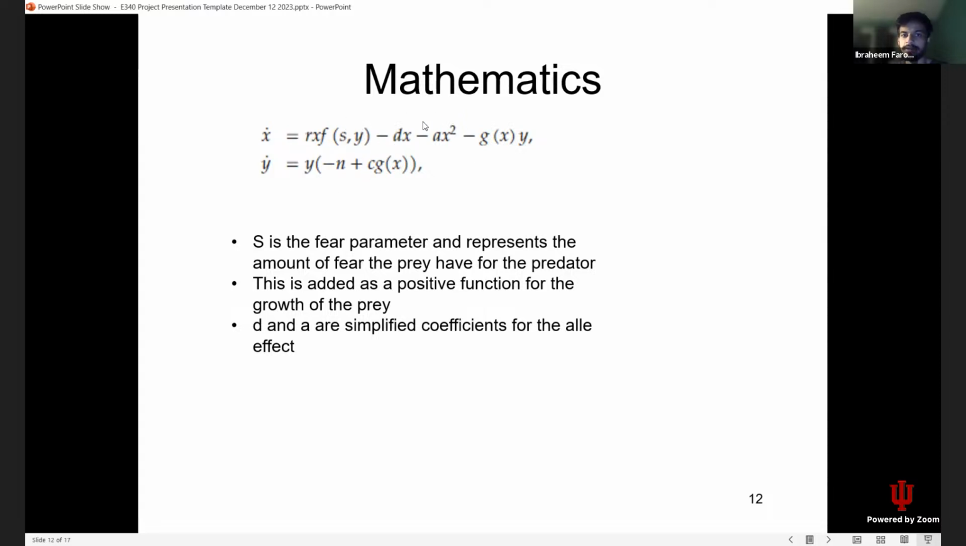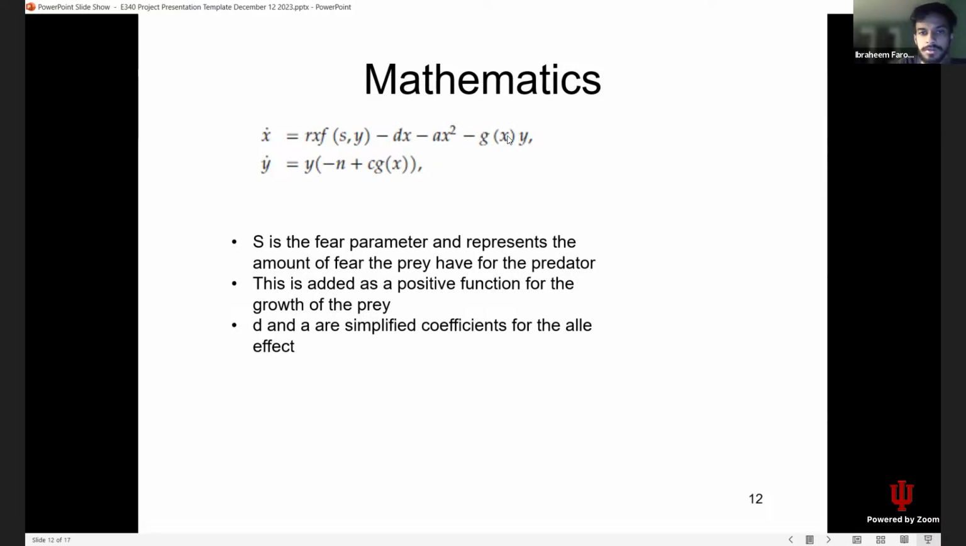A and D are just simplified versions of the Allee effect coefficients. I think A is like M over K times something, and then D is something similar of the sort. I guess they didn't want to write it out, so they just simplified the equations.